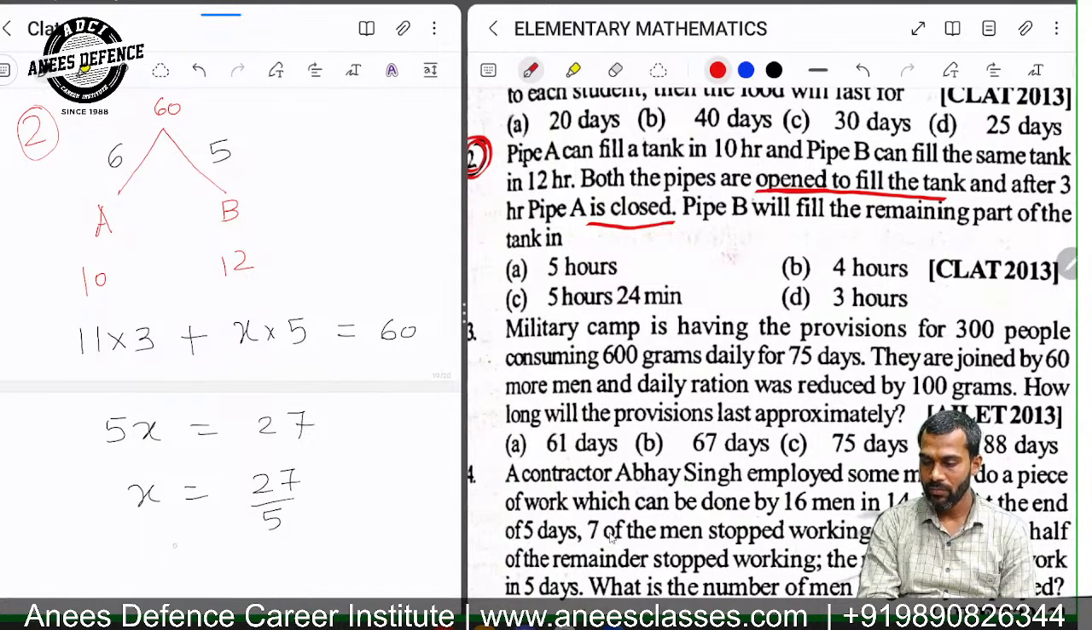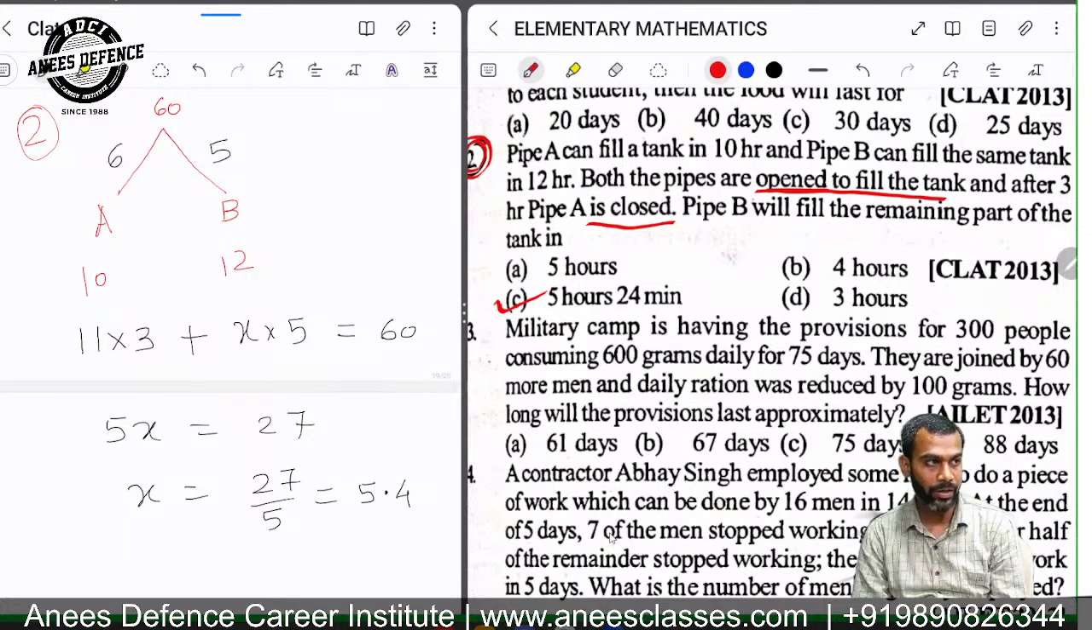You don't have to even calculate now, because if you see the options, there is one option which is in fraction. Yes or no? So the answer is C. Although if you calculate, it will be 5.4, I mean 40%. Yes or no? So what is 10%? 12 minutes. What is 20%? 24 minutes. What is 40%? 24 minutes. Yes or no? I hope it is clear. 5.4 hours.